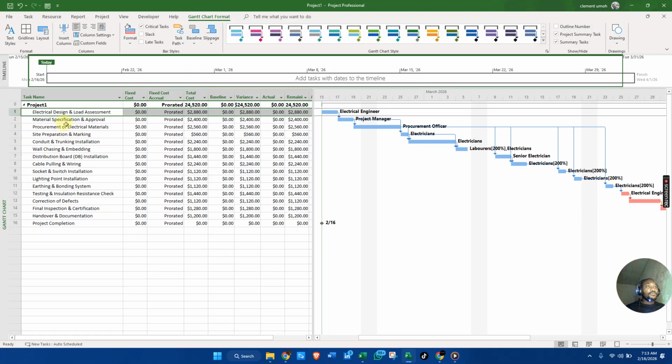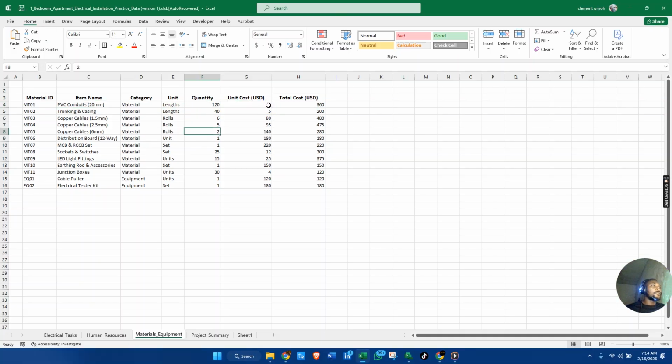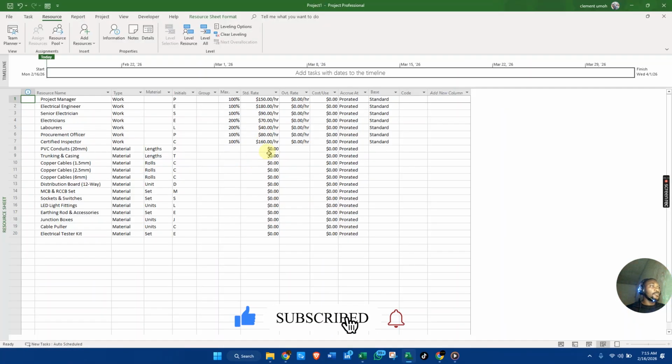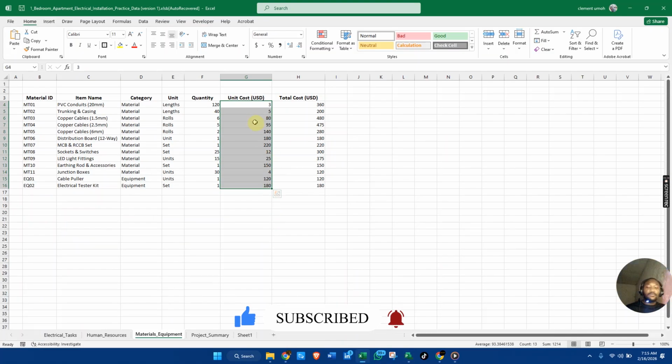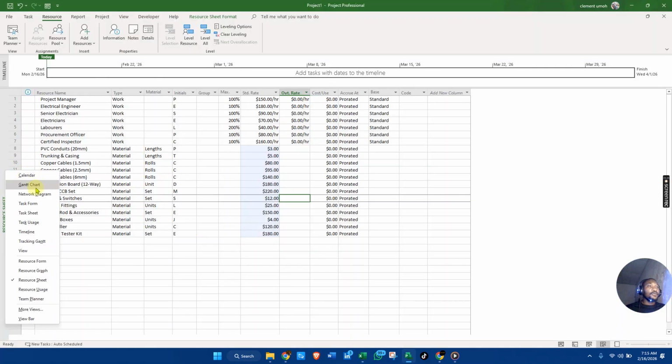So let's look at PVC conduit 20 mm. We have 120 quantity. So this is what we are fixing on the resource sheet. We're going to fix our unit cost on the resource sheet in our standard rate here. Let's see if I can copy and paste everything so we become faster. Yep, it worked. So let us now move to the assign sheet.